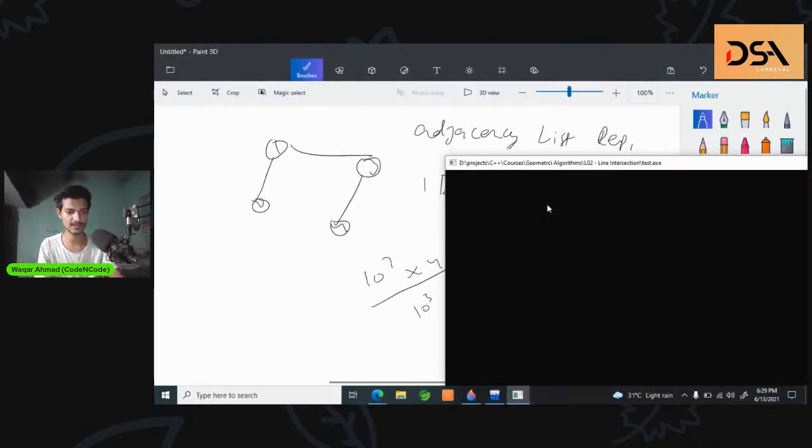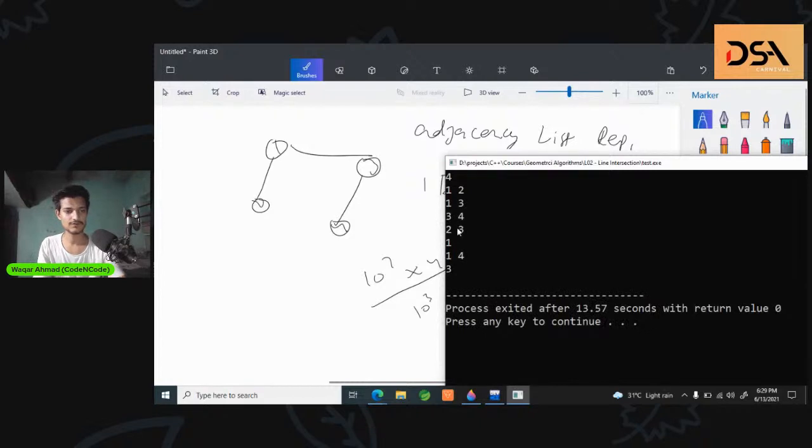So again, there are 4 nodes. 1 is connected to 2, 1 is connected to 3, 3 is connected to 4. So node 1 is connected to 2 and 3. So that's why we are getting output 2 and 3. Node 2 is connected to node 1 only. Node 3 is connected to node 1 and 4. That's why in the adjacency list of node 3, you have 1 and 4. Node 4 is only connected to 3.